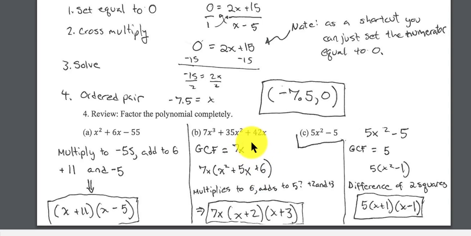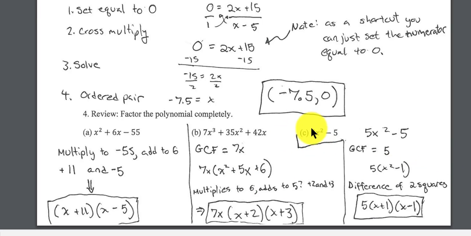If I divide 42x by 7x, I get 6. 35x squared divided by 7x is 5x. 7x cubed divided by 7x is x squared. And then you can factor this middle part, right? What two numbers when multiplied give me 6, but when added give me 5? Well, 2 times 3 is 6. 2 plus 3 is 5.